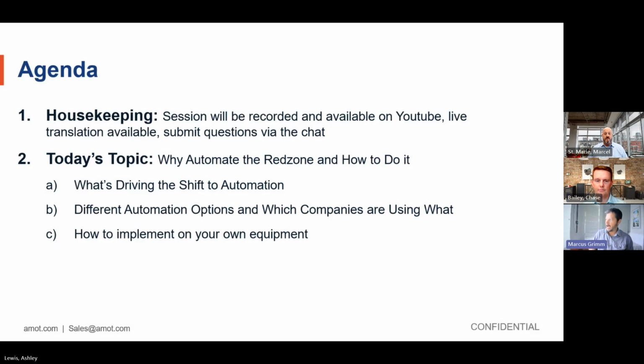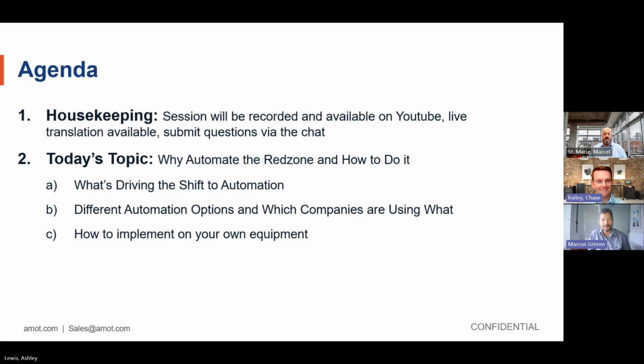Here's our agenda. We're going to be talking about what is driving the shift to automation in the red zone. I'm sure you've all been hearing about it. I'm sure some of you are facing it. But then we're going to talk about, okay, if I want to actually automate in the red zone, what does that mean for my equipment choices? What are some of the challenges it creates? And how can AMOT help me get past those challenges? So that's what we'll be talking about today. It's going to be a lot of fun. I'm looking forward to this one.